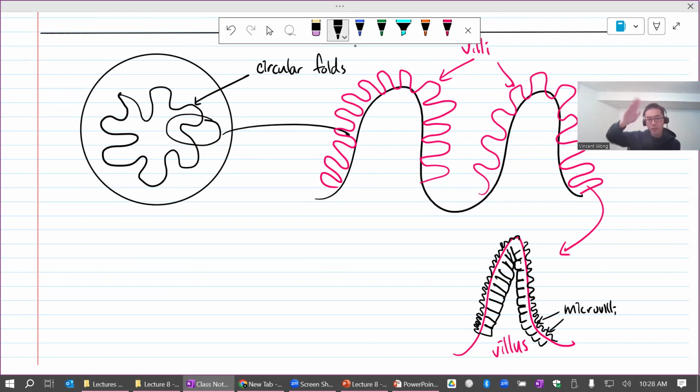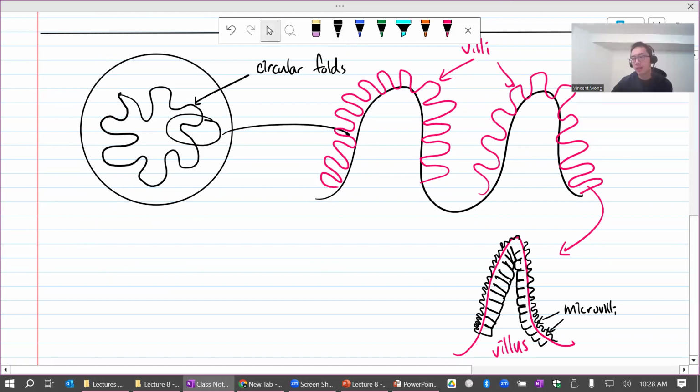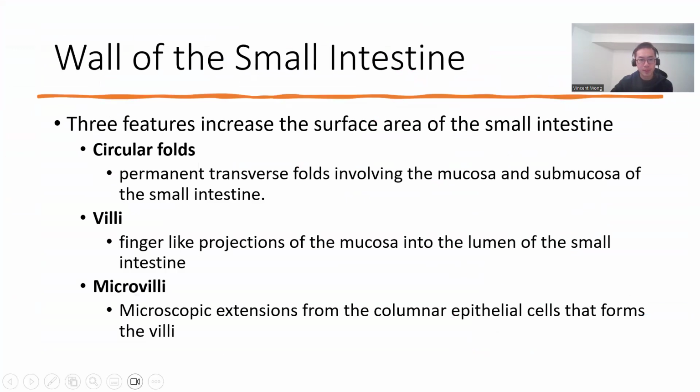So a bunch of folds, all these folds together is going to help increase the surface area of the small intestine drastically. And the reason why we want to increase the surface area is to make it more efficient for both digestion and absorption. All right. So that's what this slide talks about.